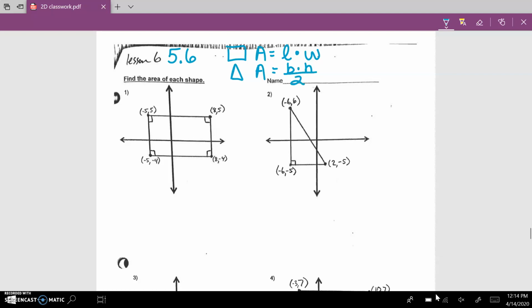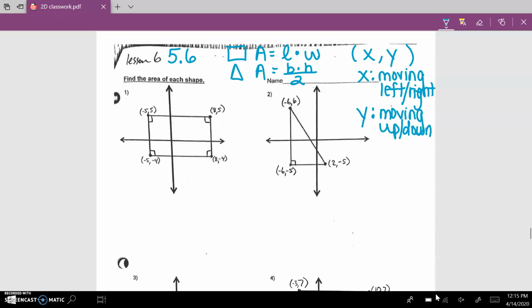Something else I also want to put on here, because we are talking about ordered pairs and it's been a while. Remember, ordered pairs are x, comma, y. And remember, x is moving left or right. And remember, the y's are all about moving up or down.